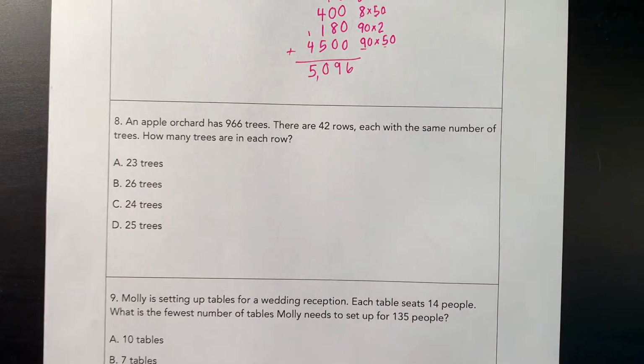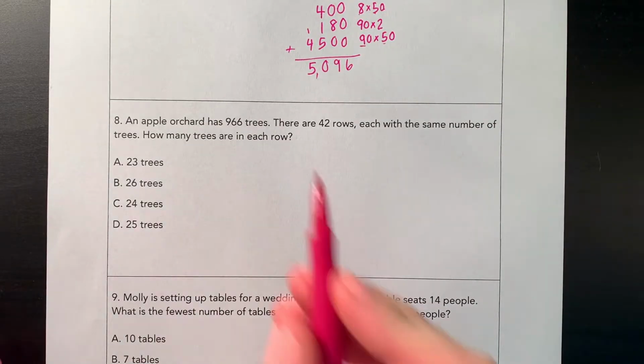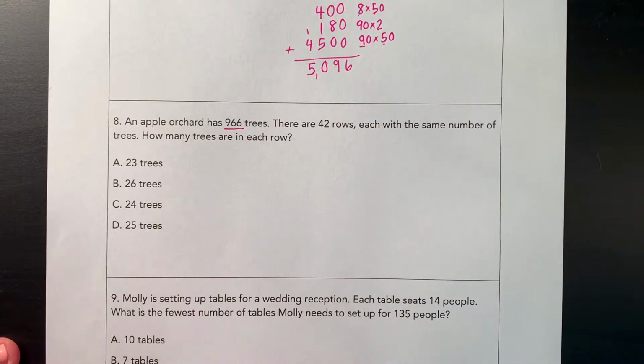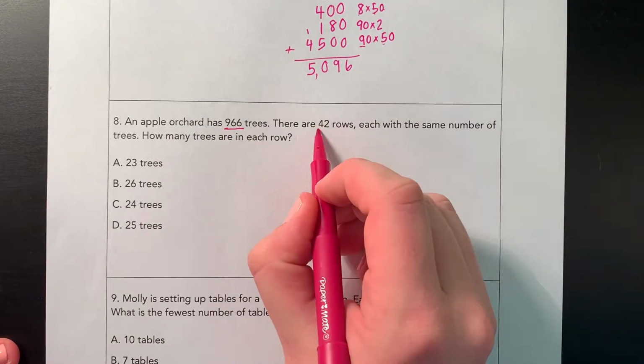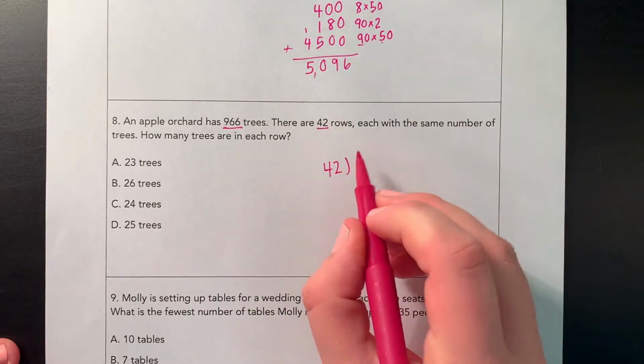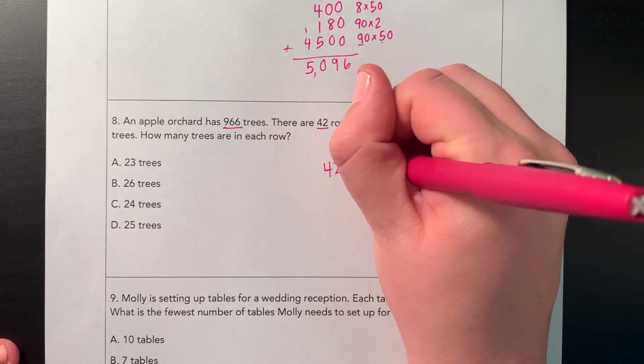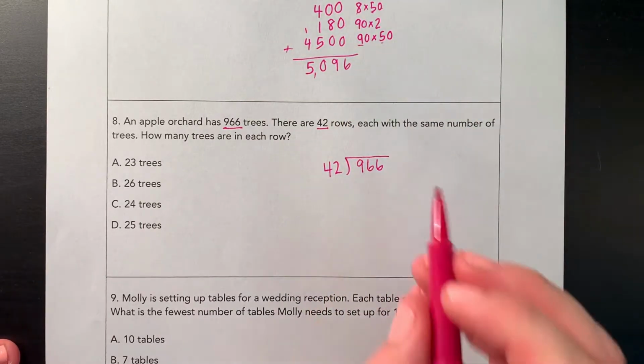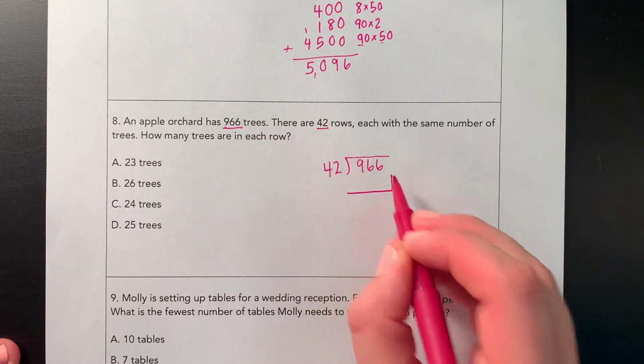Okay. Number 8, an apple orchard has 966 trees. There are 42 rows, each with the same number of trees. How many trees are in each row? So this is obviously a division problem. We're dividing a large number, 966 trees, into 42 rows. So I'm going to set up my division problem. And I'm going to divide with multiples. So I'm going to put my backwards L.